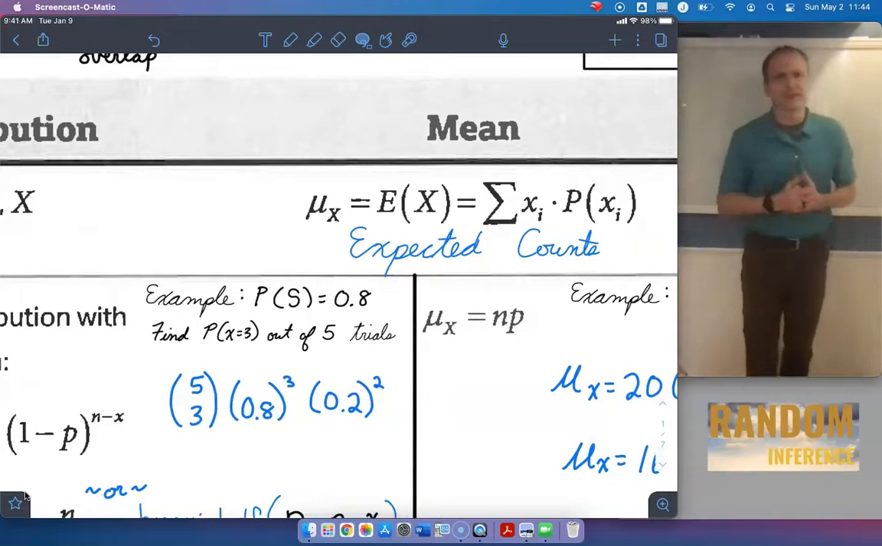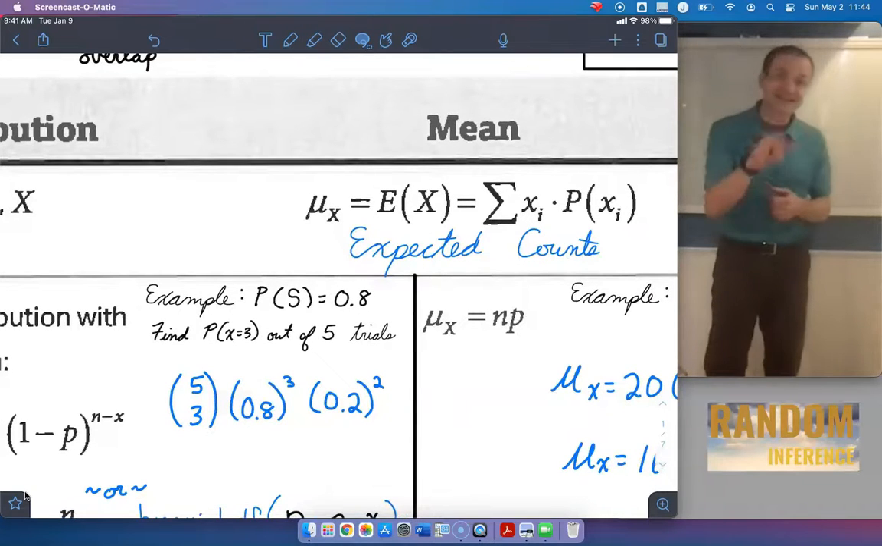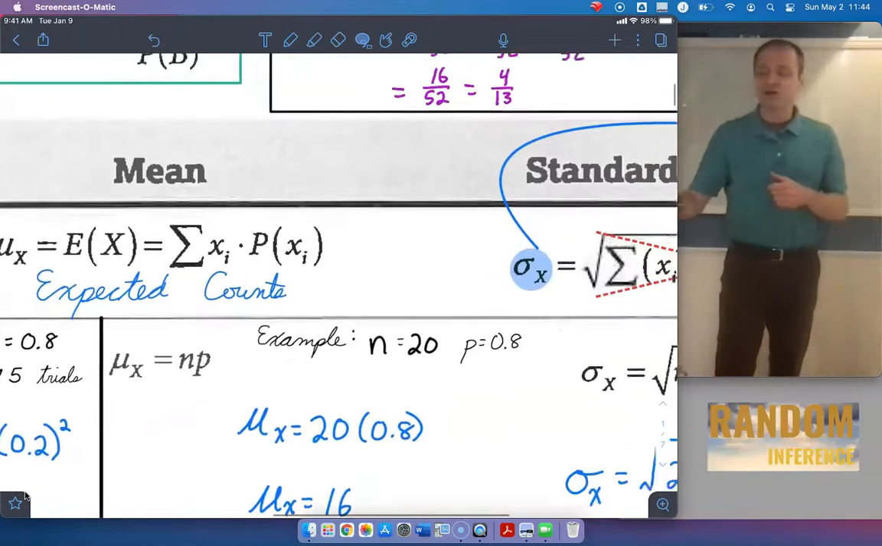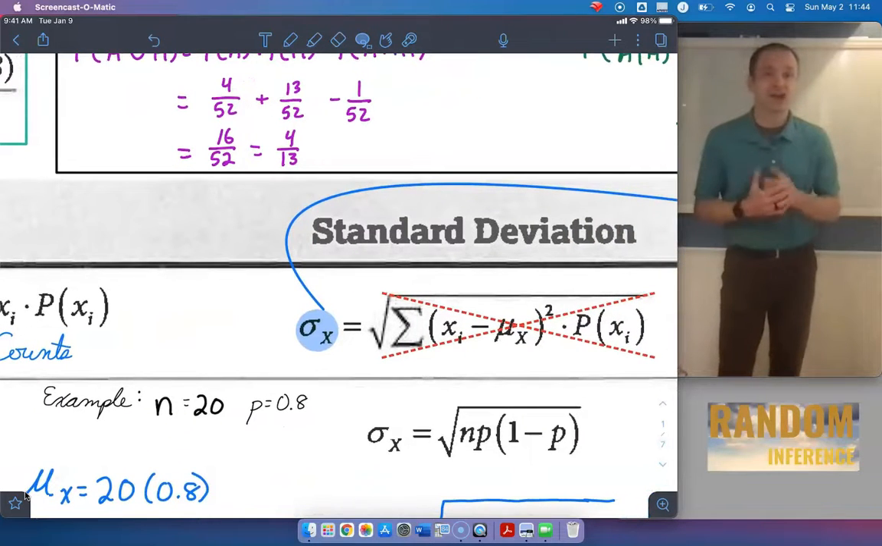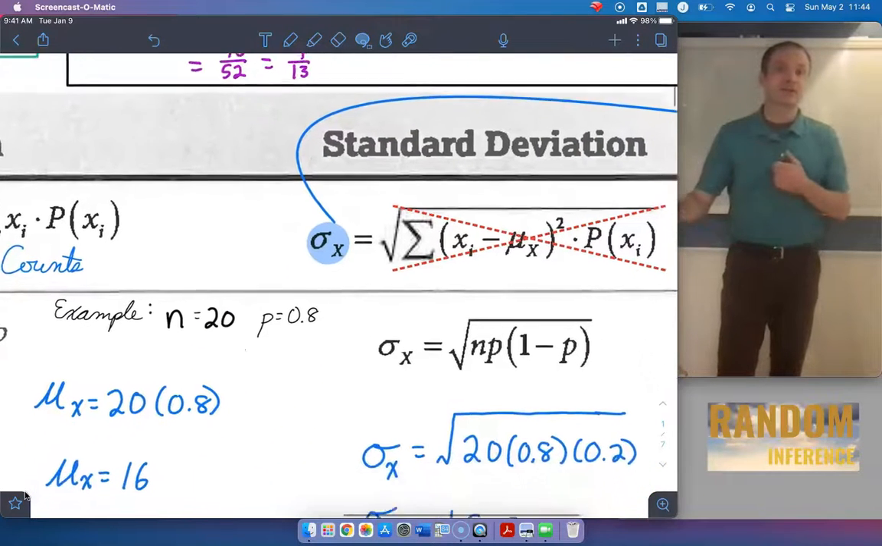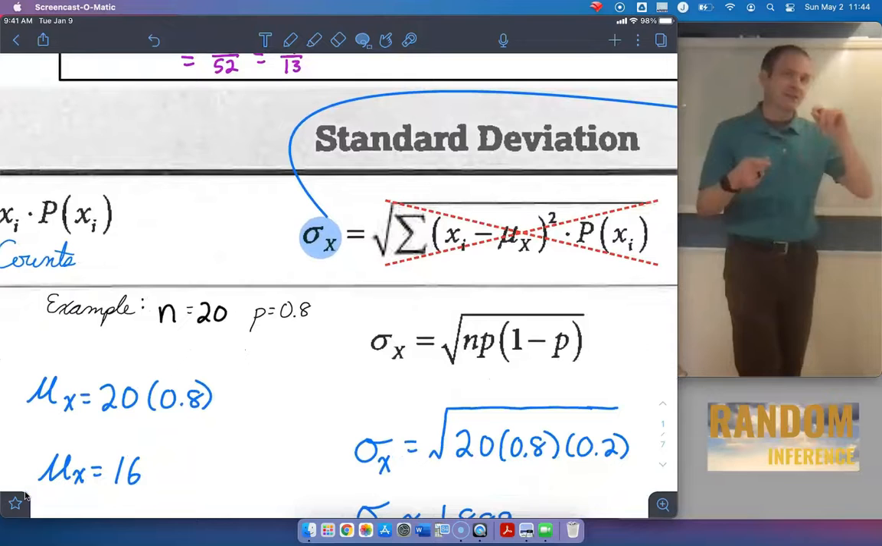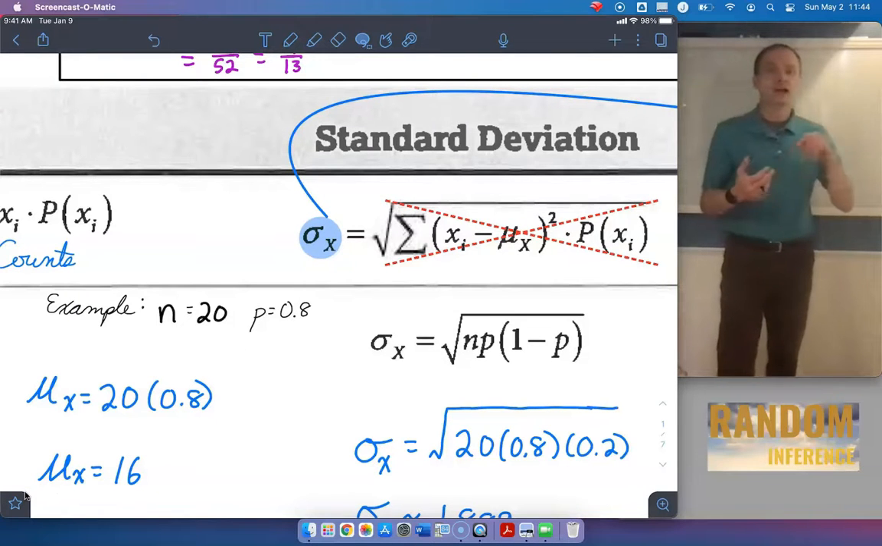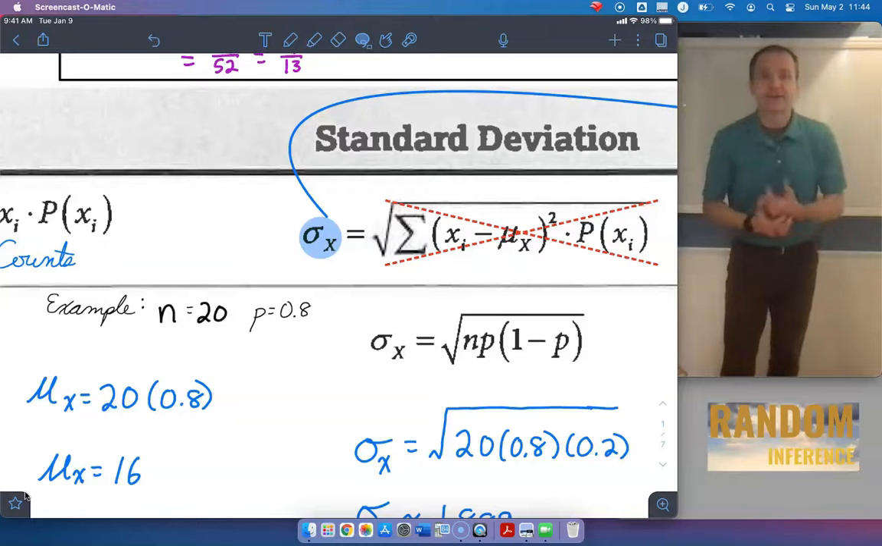We can also find the mean with our calculator, which, by the way, leads us to standard deviation, because you get to cross out that formula for standard deviation. You're not going to be asked to use that formula. However, that doesn't mean you're not going to be asked to find it, because you may. You're not going to be asked to use it, but you may be asked to interpret it. But how do you find it then if you're not going to use this formula?